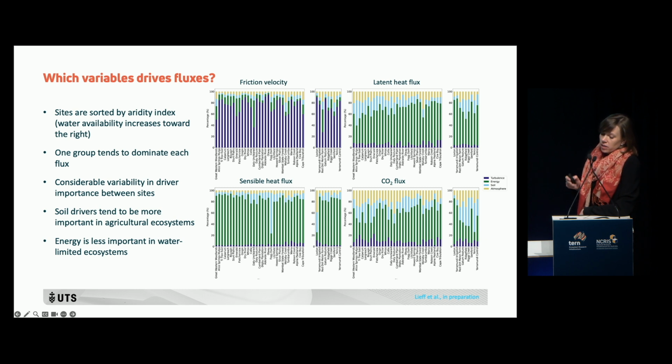But you can see that there is considerable variability in the driver importance across the sites. So it's not a one-size-fits-all approach. There is noticeable variability. And I should also highlight that the little blocks here on the right are the agricultural sites that we've plotted separately because they don't necessarily fit into this aridity index framework. But generally, what we also notice is that soil drivers tended to be much more important in agricultural ecosystems, whereas energy became less important in water-limited ecosystems. So that is also kind of following our general expectations.